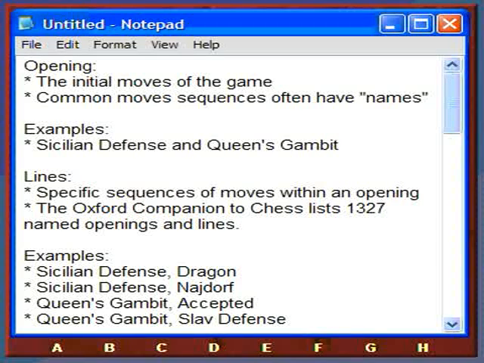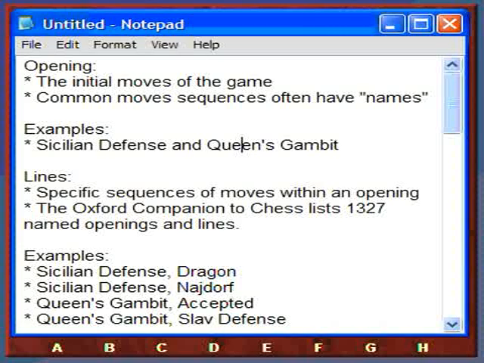Well, the opening is just, as I've already sort of stated in the phases of the game, the initial moves of the game. And if you don't know, the common moves, or common sequences of moves, have names. For example, the Sicilian defense and the Queen's Gambit. This way, when you talk to other chess players and say, I played a Sicilian defense, they know what you're talking about. They know what basic moves you made and maybe even the setup.